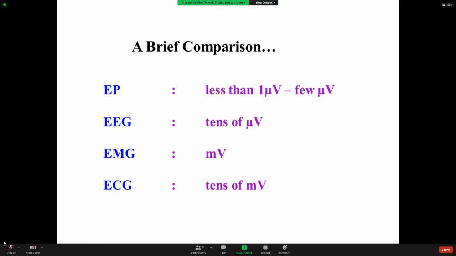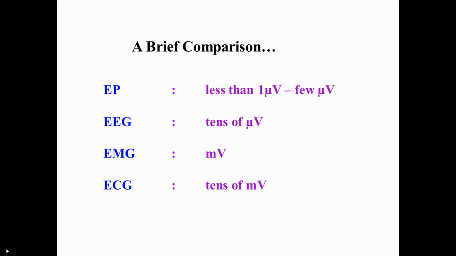This is our last slide today, but we were forced to start it again. Just for comparison, our EMG is of the order of millivolt and ECG is of tens of millivolts, somewhat larger. So that is a brief comparison of various magnitudes of voltages present in our body.